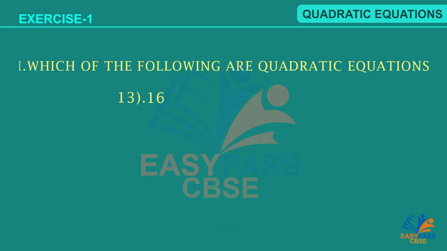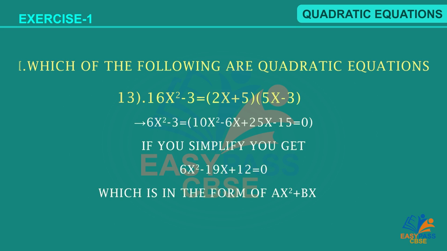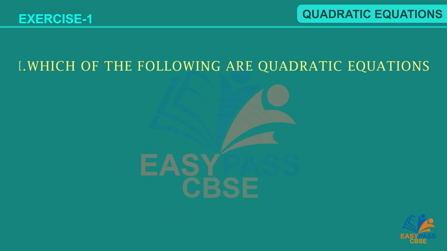13th one, 16x square minus 3 is equal to 2x plus 5 times 5x minus 3. Or 16x square minus 3 is equal to, opening the bracket on the right side, you get 10x square minus 6x plus 25x minus 15. If you simplify, we get 6x square minus 19x plus 12 is equal to 0, which is in the form of ax square plus bx plus c. Hence, it is a quadratic equation.